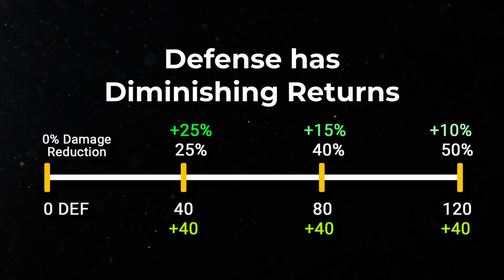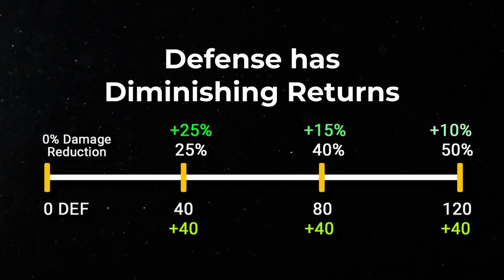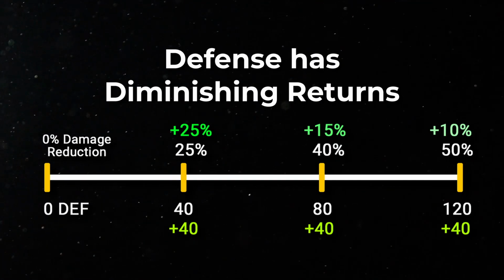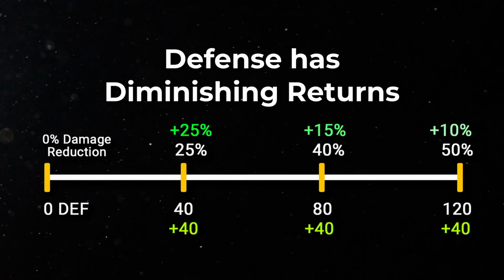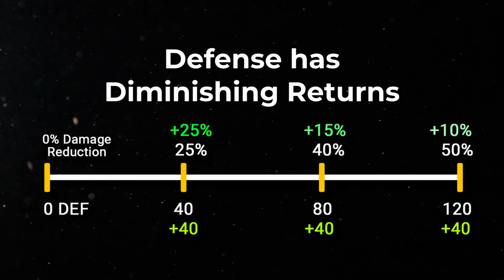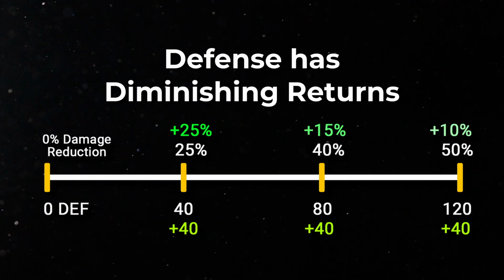This essentially means that stacking up too much of the same defense stat becomes a lot less efficient, especially at higher values, since the damage reduction gain will be low at those higher values. This is why we should try to balance defense with HP.